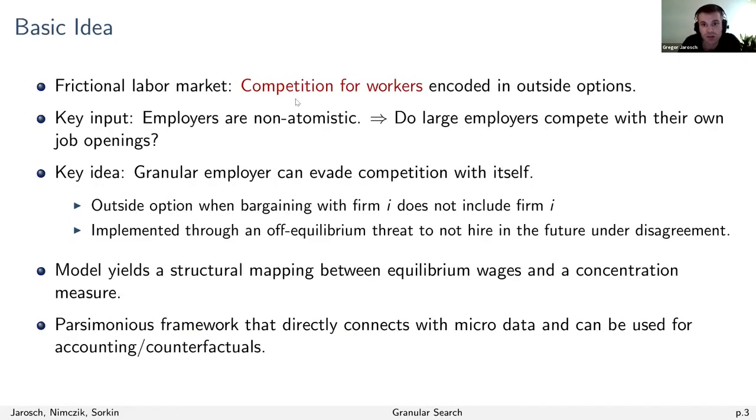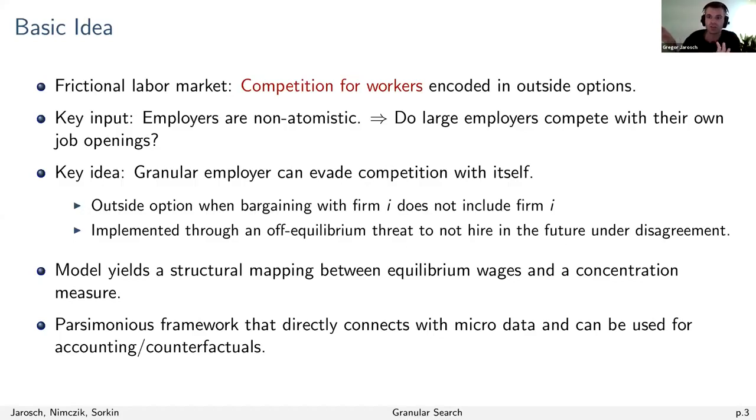All right. So here's how we go about this. We'll be working in a frictional labor market. The point of departure is the observation that the extent of competition for workers gets encoded in outside options in a frictional setting. So basically, the firm and the worker ask themselves, what other opportunities are there in this local labor market for the worker, and that is an important determinant of the wage.